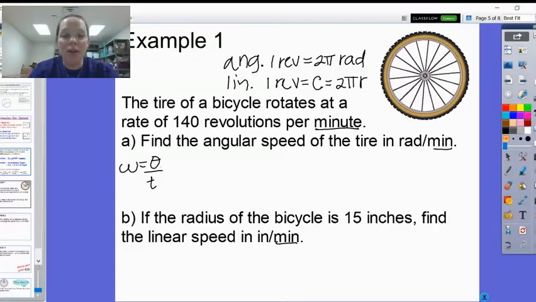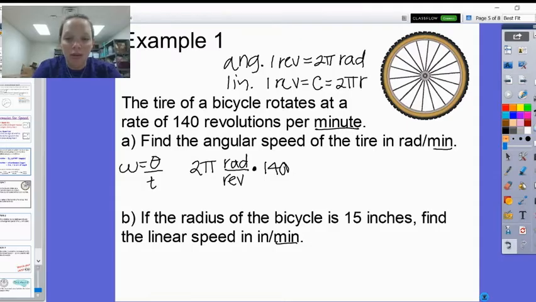Okay, again, our time, we're using minutes. So we're going around the circle 140 times, right? Each time we go around the circle, how many radians pass by? How many radians are in one full circle? You guys know now that there are 2 pi radians in one circle. So we can multiply 2 pi radians in one full circle, or in each revolution, times, we're going around the circle 140 times.